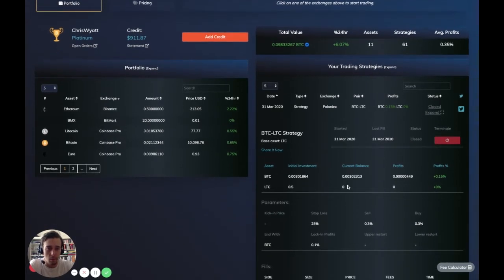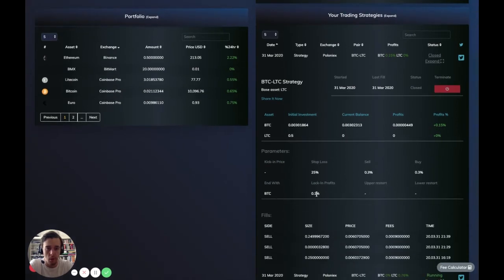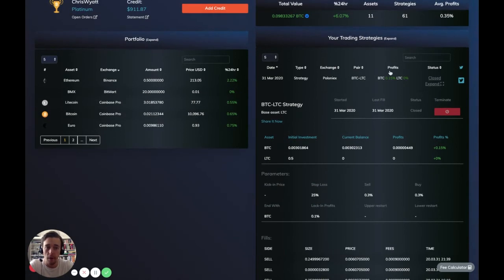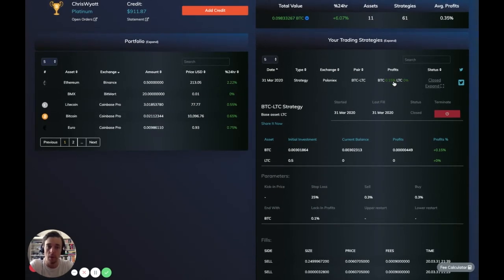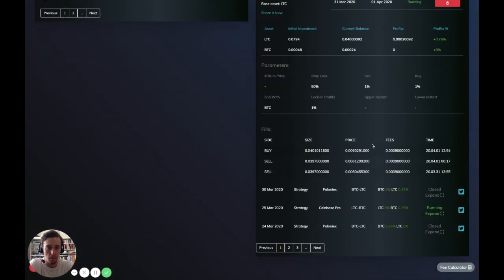You can see we were aiming for a lock-in profit of 0.1%. So I hit that overnight and the trade closed automatically. We actually got 0.15% on the LTC that we invested. So that was good.